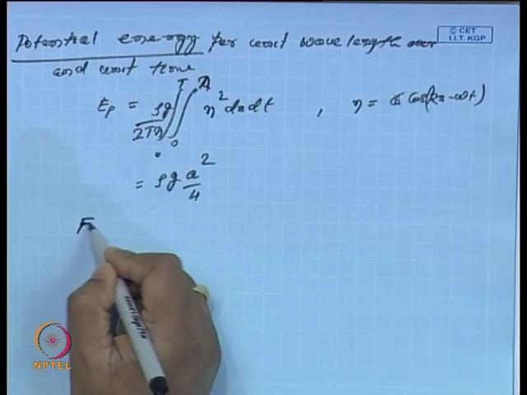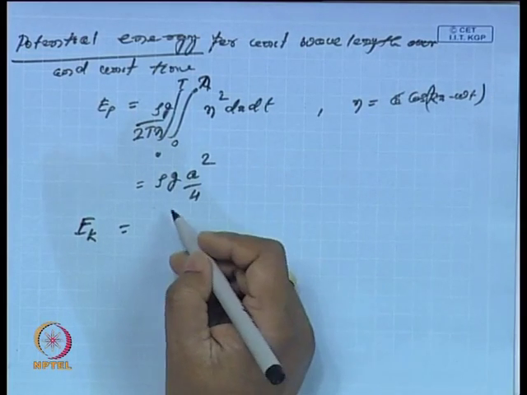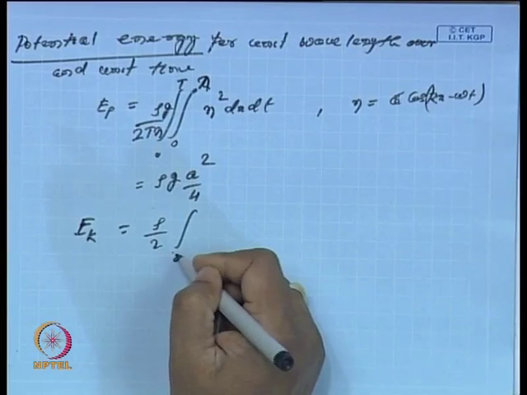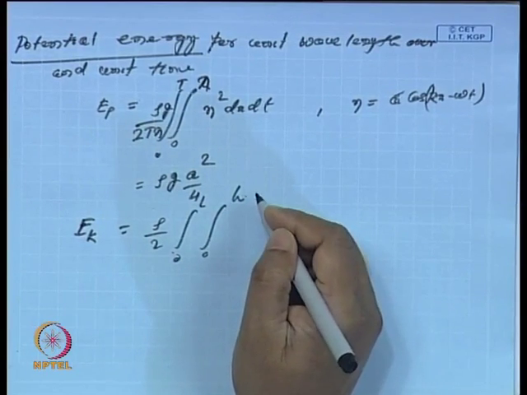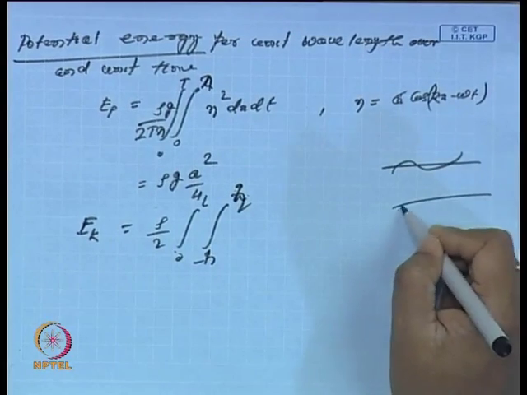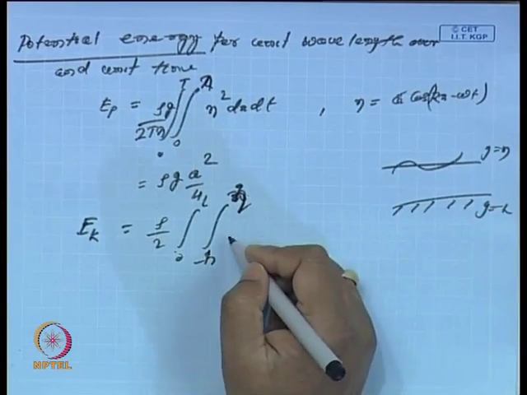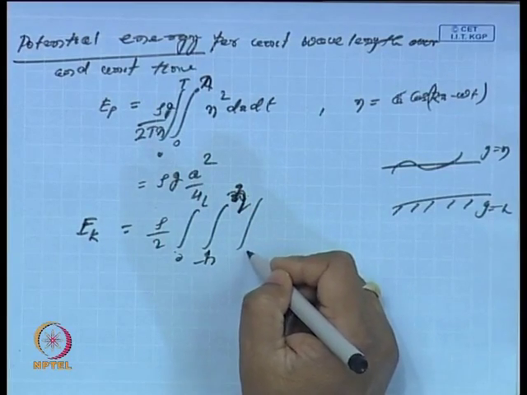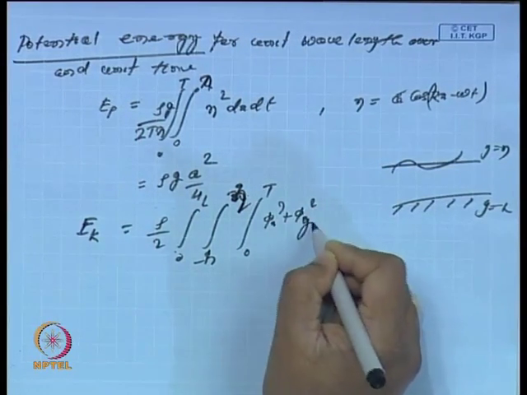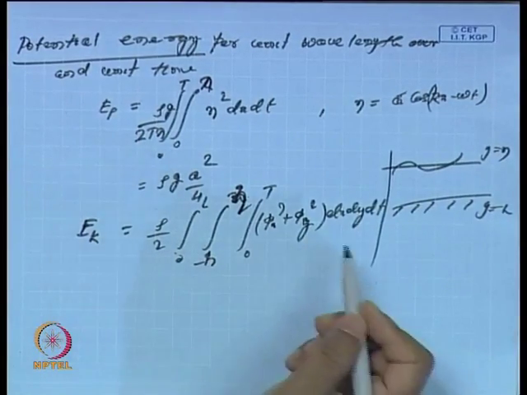In a similar manner, what will happen to the kinetic energy? By the basic definition, the kinetic energy will be rho by 2, like half m v square, integrated over 0 to lambda. The free surface varies from y equal to minus h to y equal to eta, so integrating from minus h to eta, and over the total interval from 0 to T, phi x square plus phi y square, dx dy dt, divided by T lambda.